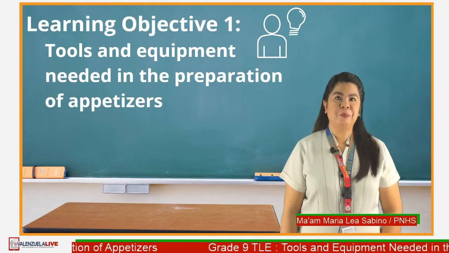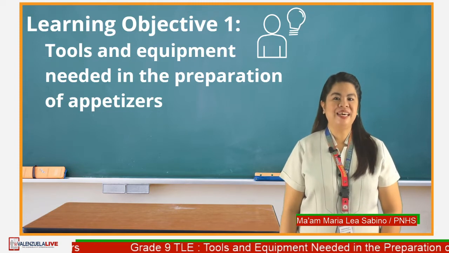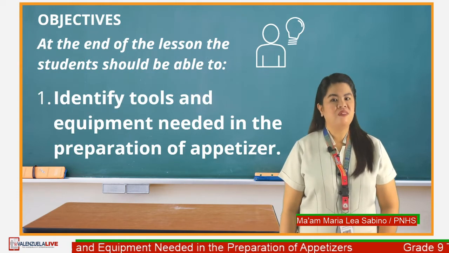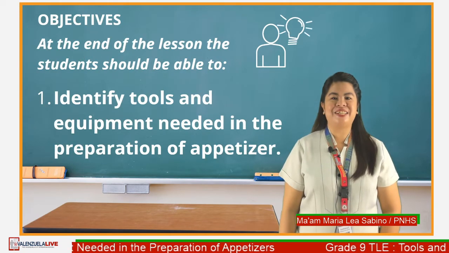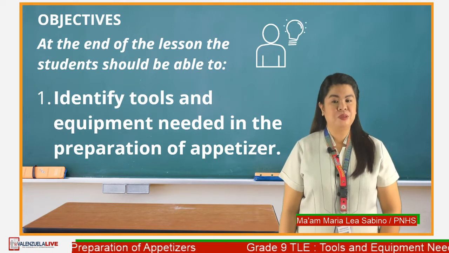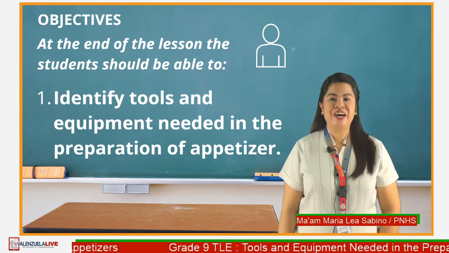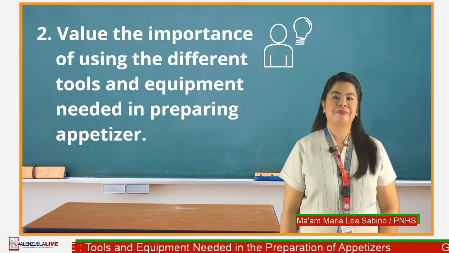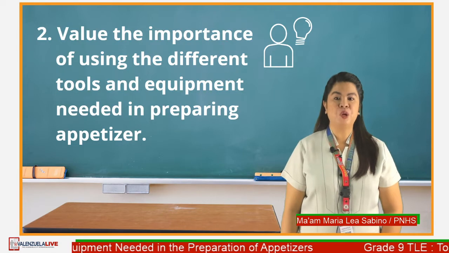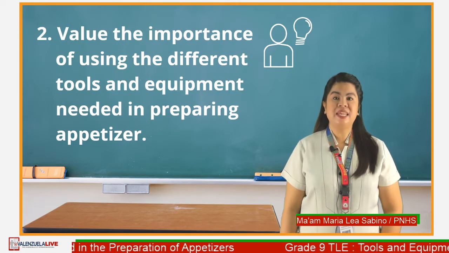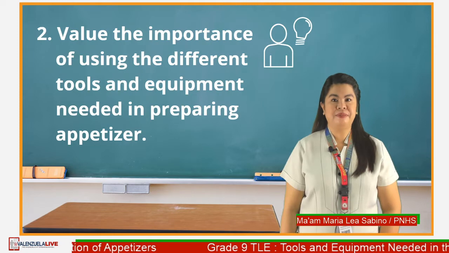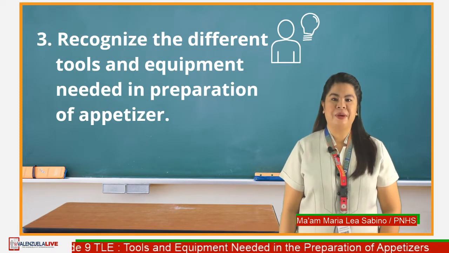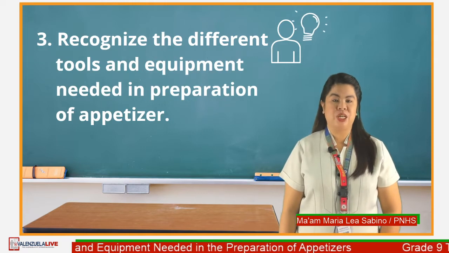Learning objective number 1. Tools and equipment needed in preparation of appetizer. Objectives. At the end of the lesson, the student should be able to, number 1, identify the tools and equipment needed in the preparation of appetizer. Value the importance of using the different tools and equipment needed in preparing appetizer. Lastly, recognize the different tools and equipment needed in preparation of appetizer.